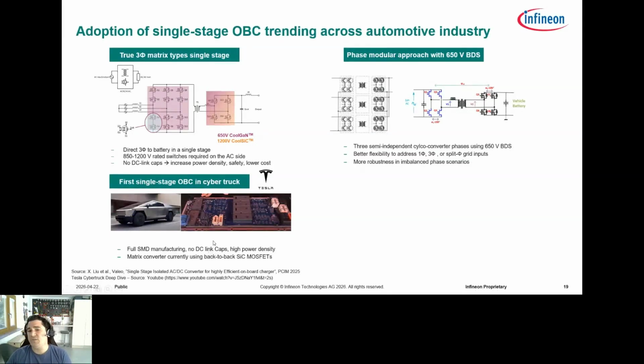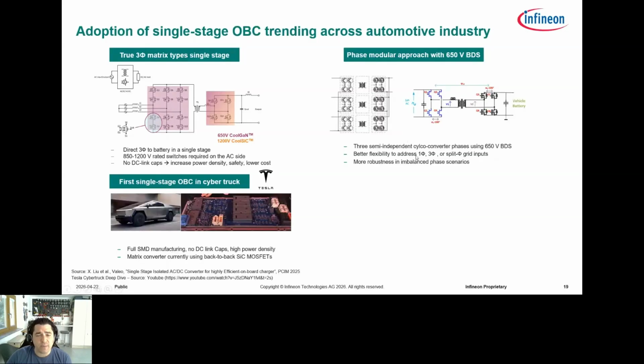Now, what if you wanted to start a project today to design an onboard charger for three-phase, split phase, single phase? Well, I've got good news, because with the phase modular approach, you don't need more than 650 volts. This phase modular approach, as I mentioned, it's mostly three individual cyclo converters, each of which is only blocking the 230 volts AC or 110 volts AC, depending on where you are in the world.